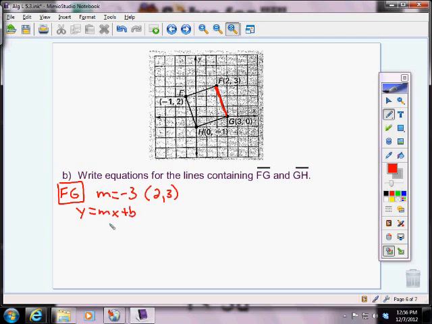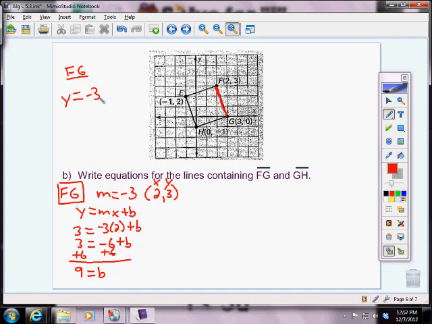Okay, just like we've been doing. This is your x value, this is your y value, so I can say 3 equals my slope, which is negative 3 times 2 plus b, solving for b now. Add 6 to each side. We get 9 equals b. Okay, so an equation for FG, y equals my slope, which is -3, x plus my y-intercept, which is 9.